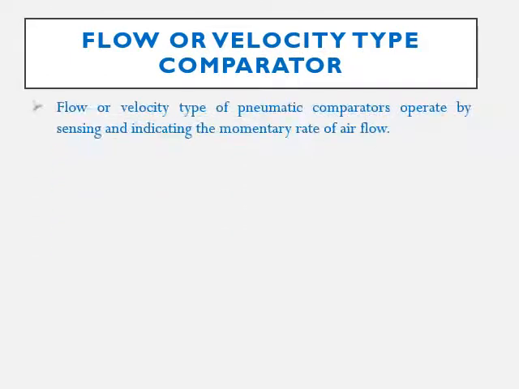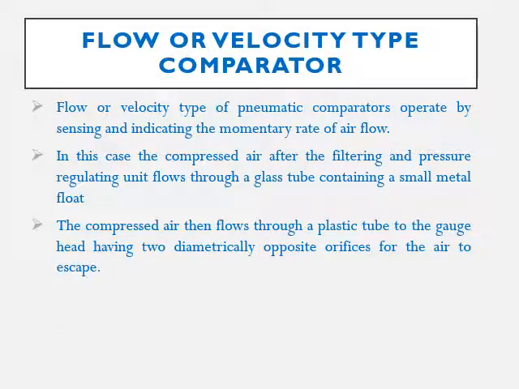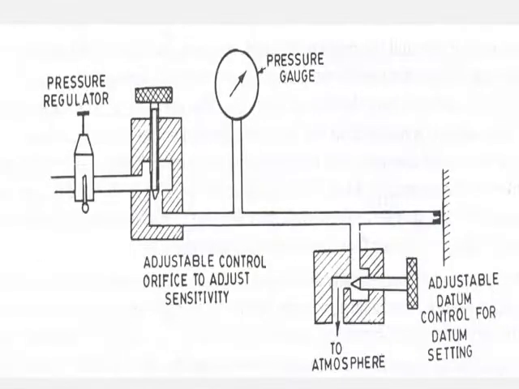A flow or velocity type is operated by sensing and indicating the momentary rate of airflow. In this case, compressed air after the filtering and pressure regulating unit flows through a glass tube containing a small metal float. The compressed air then flows through a plastic tube to the gauge head, having two diametrically opposite orifices for the air to escape. The position of the float depends upon the amount of air flowing through the gauge head, which in turn depends upon the clearance between the bore to be measured and the gauging head. So here we can see it is a velocity type.